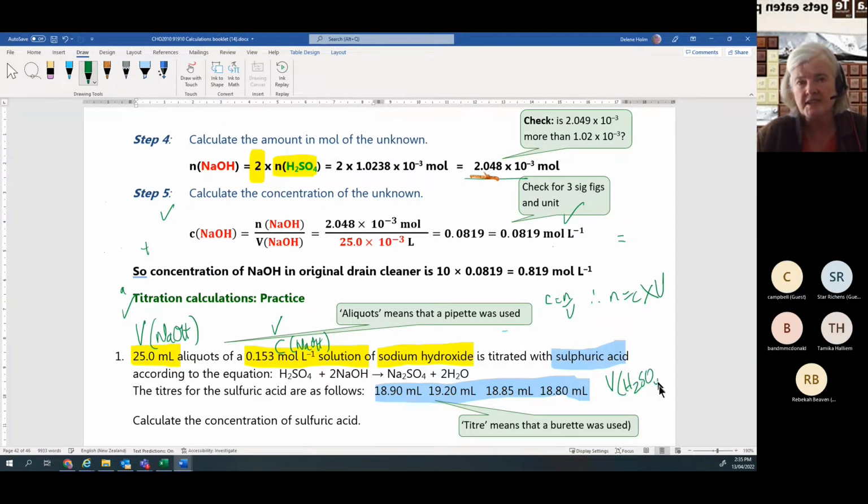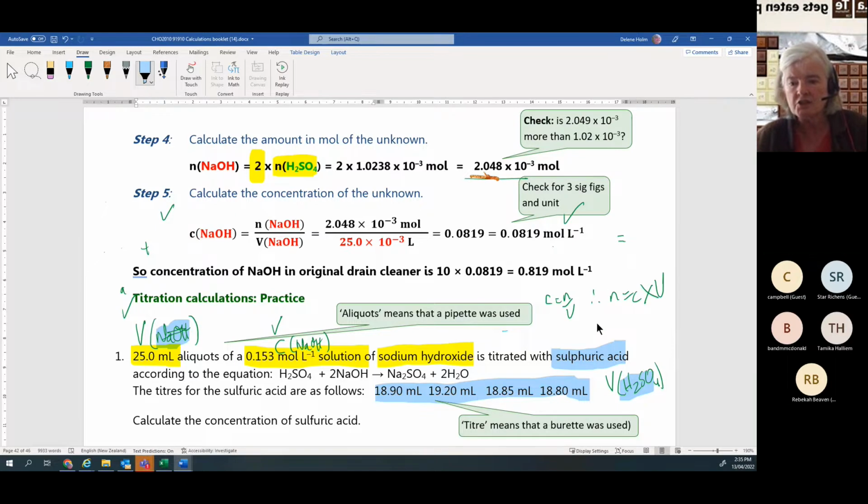Now, I hope you see that I'm always indicating the substance I am dealing with. Do not just do a whole lot of numbers, okay? Or you just say N is equal to C times V and just plug and chug numbers in there. Always say what N you're calculating. Is it N for sulfuric acid or N for sodium hydroxide?